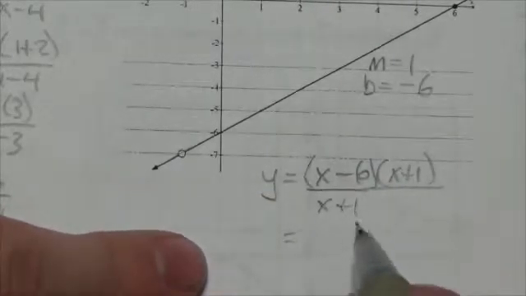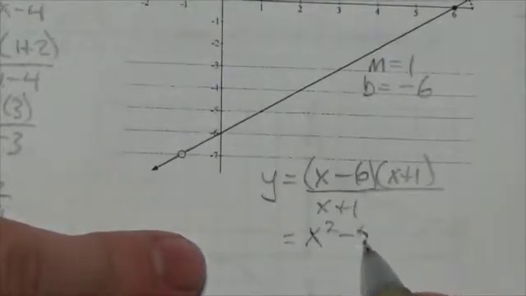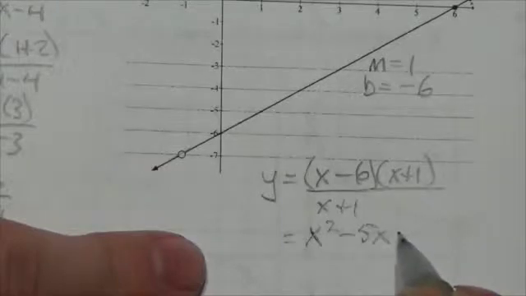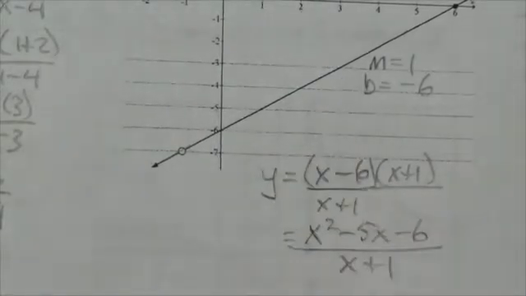What I might want to do, though, is expand that out just because it looks a little bit better. So it becomes x squared minus 5x minus 6 all over x plus 1. And that's the equation for this particular function right here.